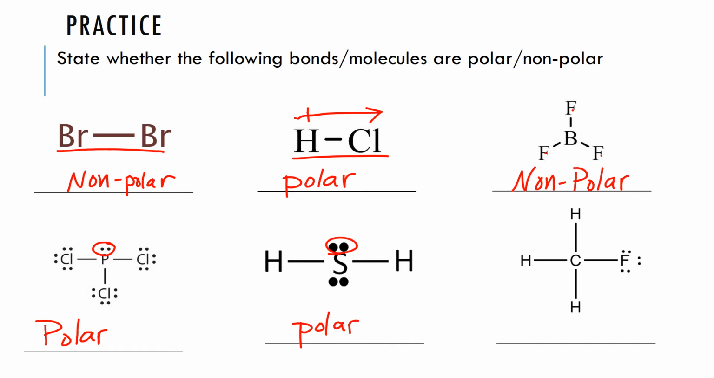Now here, the last example, fluoromethane, I do not see any lone pairs of electrons on the central atom, but I have 3 hydrogens and 1 fluorine, so all the atoms on the outside are not the same, so this molecule is polar.